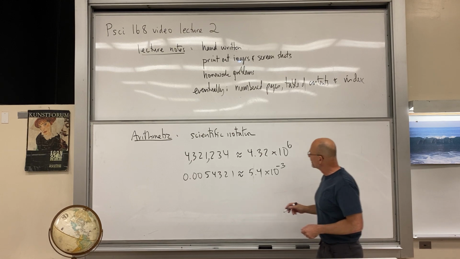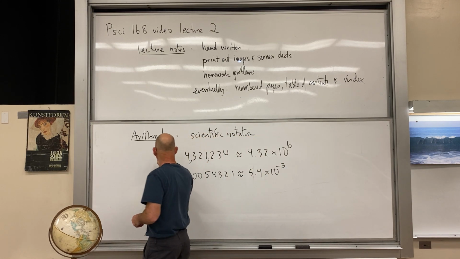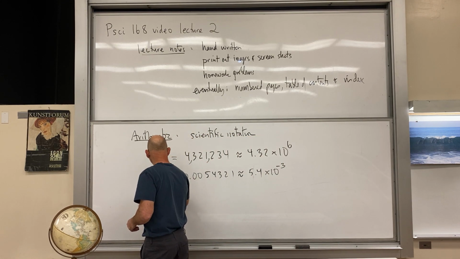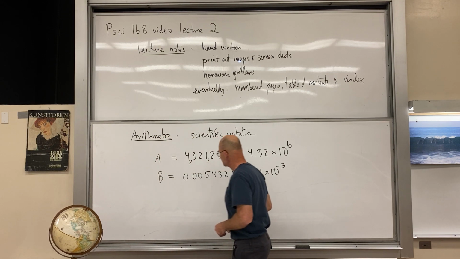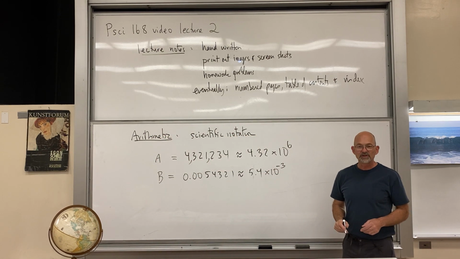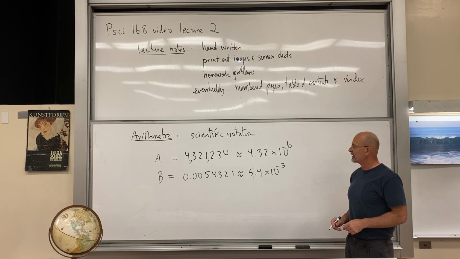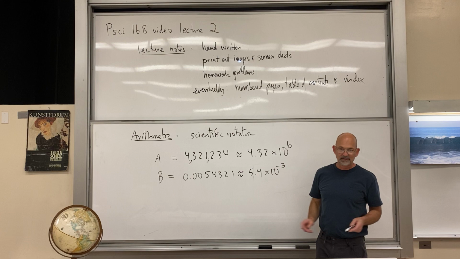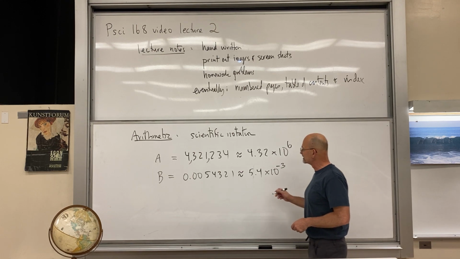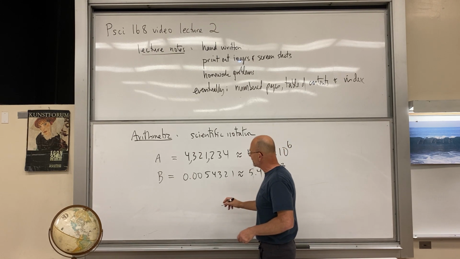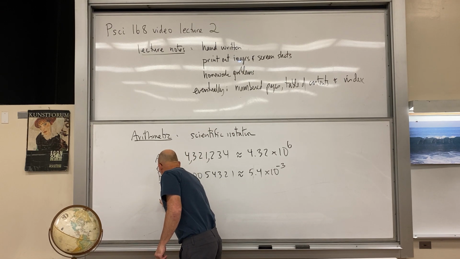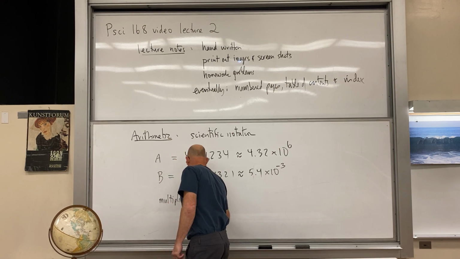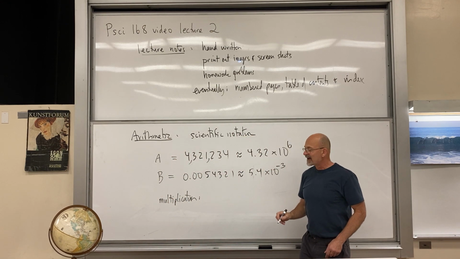Now suppose I give these a name, A and B, and I want to multiply those two numbers. Okay. If I gave you these two numbers to multiply, you wouldn't be happy. Well, let's look at this again in terms of approximations. So multiplication, we're just going to multiply A times B.